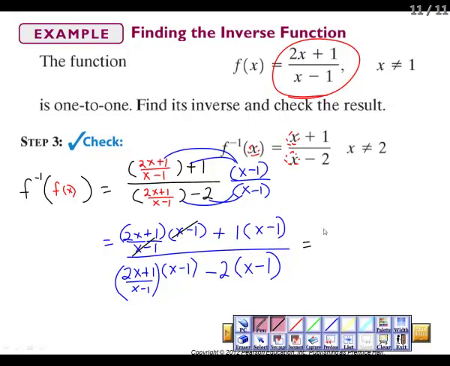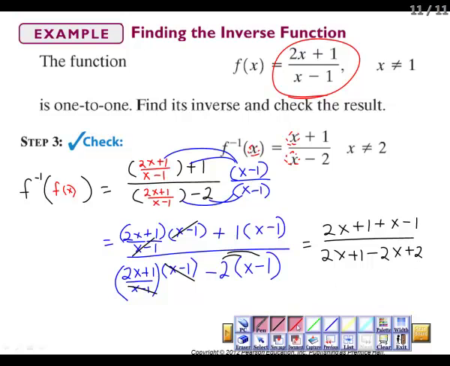Okay, so the x minus 1's cancel here. All we're left with is just 2x plus 1, and then this will be just x, distribute the 1, and that's just plus x minus 1. And so the x minus 1's cancel here, and we get 2x plus 1 minus, and then we distribute that negative 2, right? It becomes minus 2x plus 2. Now let's see what we can cancel here. The minus 1 and plus 1 cancel, and 2x plus 1x is 3x.